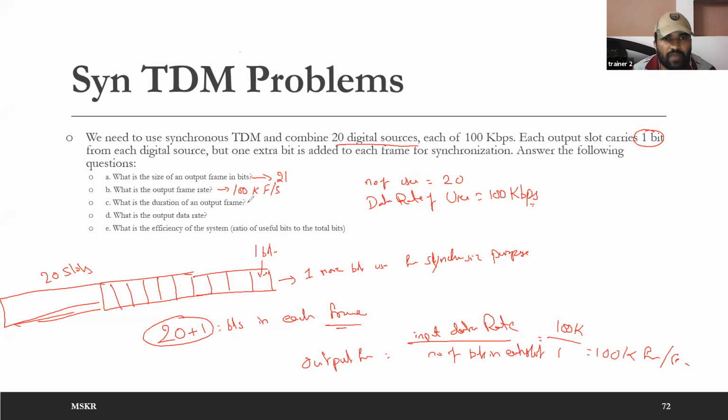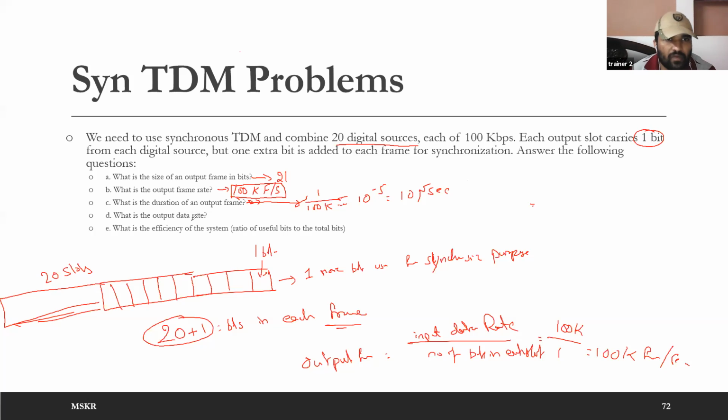What is the duration of an output frame? If you know how many frames are sent in 1 second, you can say what is the width of each frame with respect to time. So the width of the frame is equal to 1 by 100k, that is 10 power minus 5, which is 10 microseconds.